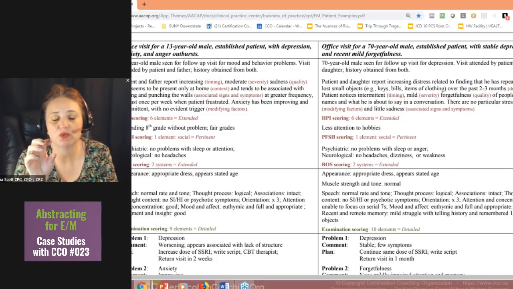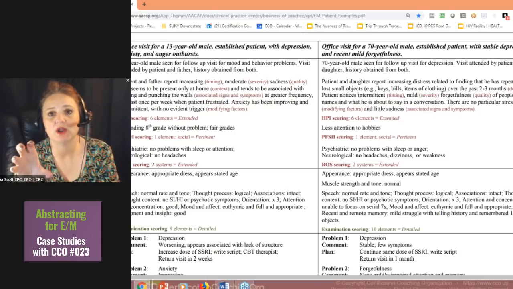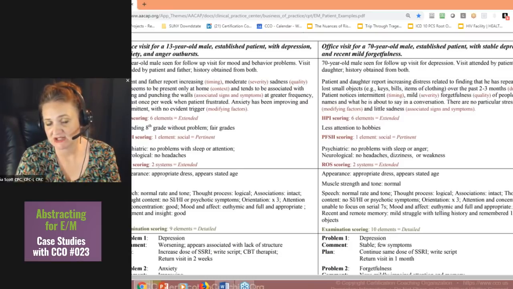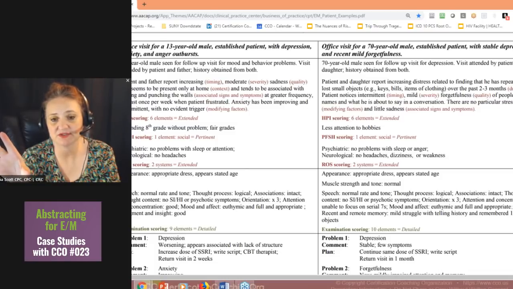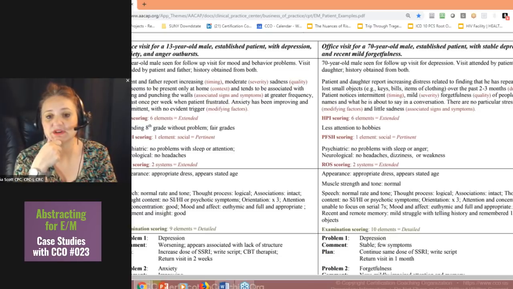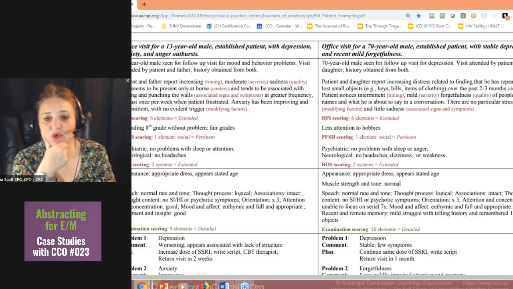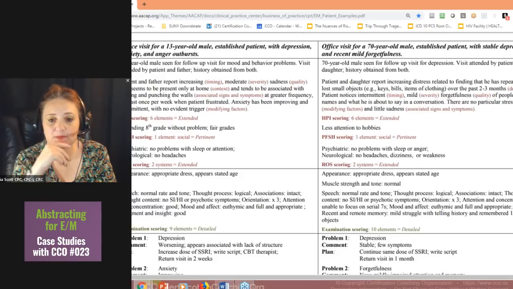So if you don't know what could be modifying factors, what I would do is take some time and do a Google search, modifying factors in diagnoses, or modifying factors in HPI, and then you'll probably get a list. HEMA is really good about listing some of this stuff. Let's see, so we got 6 elements, right? We did. Less attention to hobbies.